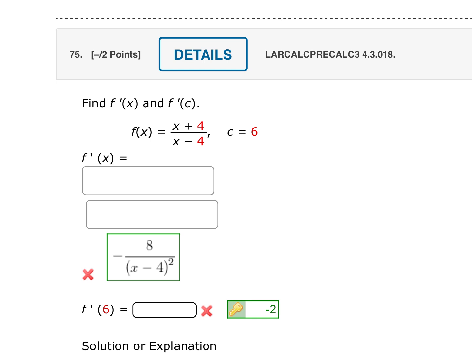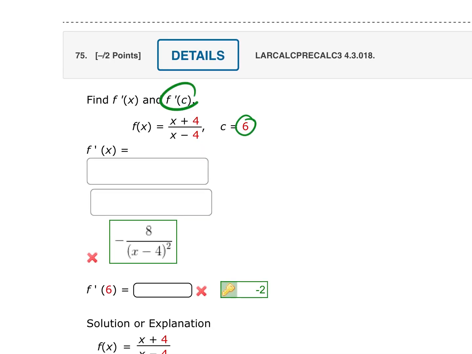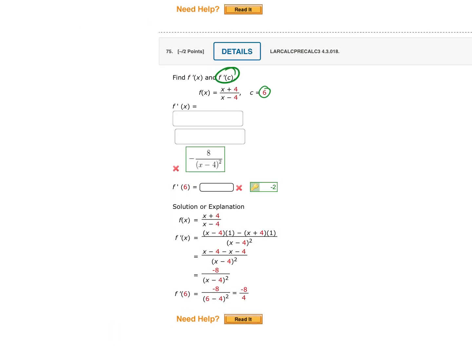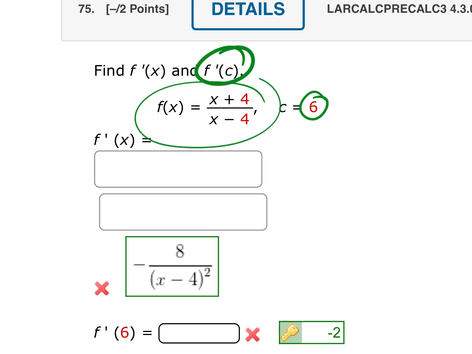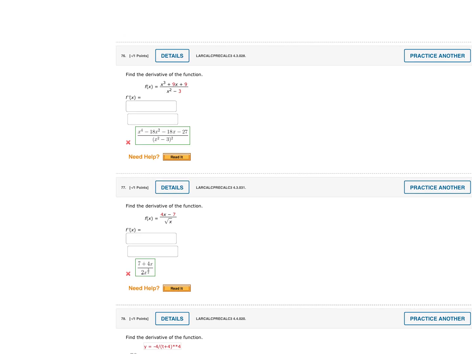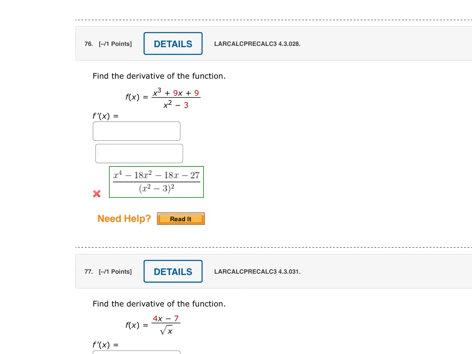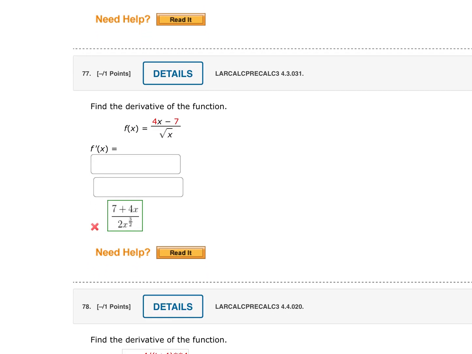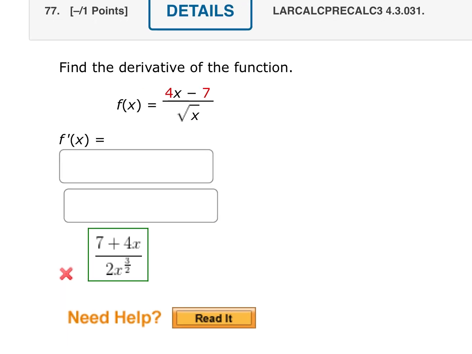So find the derivative of our function and then find f prime of c. Just find the derivative and then plug 6 in to find f prime of c. Plug it into your derivative. What would we have to do to find the derivative here? Quotient rule. So then once you take the derivative, you're plugging 6 into your x's. Again here, quotient rule. Let's practice this one.